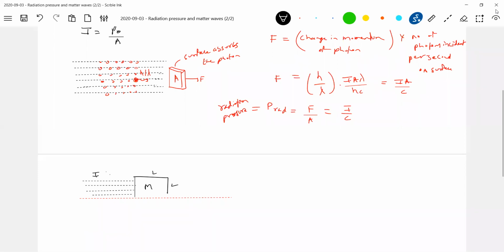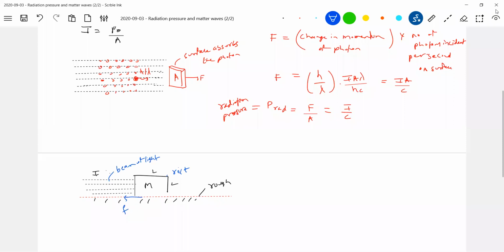So clear this. How do you confirm that there will be a force acting on it? Let me keep it on a rough surface. I can measure friction by some means. What I notice is that a friction is acting, and the block is at rest. So from where is this force coming? Definitely the incident beam. This beam of light is exerting a force. How to calculate that friction? It will be static friction, acting here. So the force exerted by the radiation should be equal to IA by c.